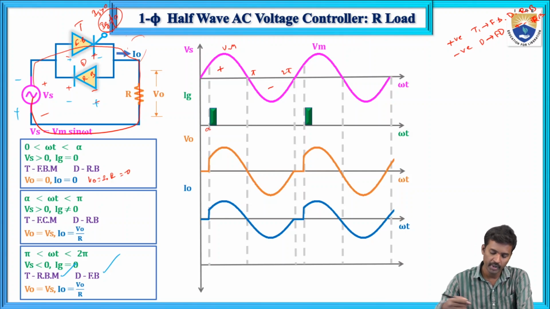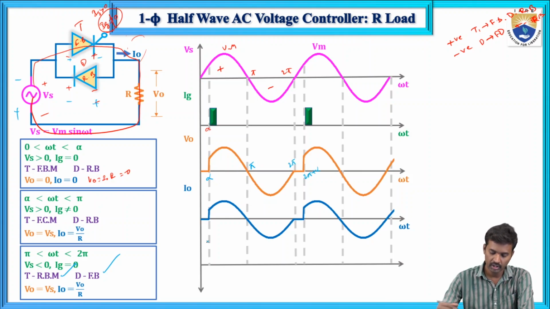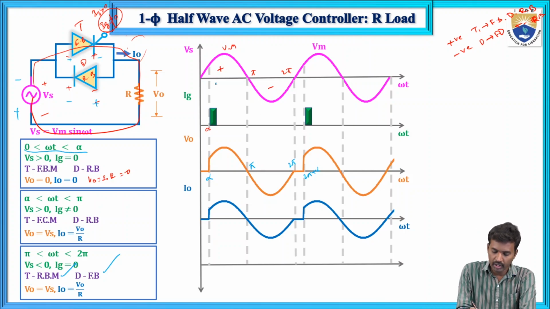Now what will happen? This is alpha and this is pi, this is 2 pi and this is 2 pi plus alpha, in the same fashion. From 0 to alpha, V naught is positive, so thyristor T1 is in forward blocking mode. T1 will conduct only, D1 is off. In this case T and D are both off.